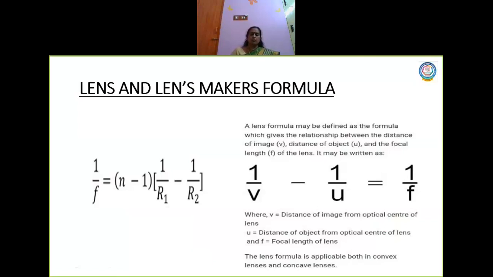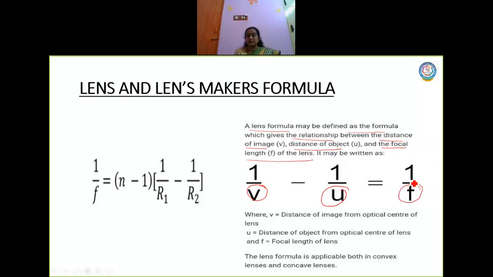Now you just know what the formula is about. This is the lens formula. It is a formula which relates image distance, object distance and focal length. A lens formula may be defined as the formula which gives a relationship between the distance of image, which is V, then the distance of object, which is U, and the focal length of the lens, which is represented as F.